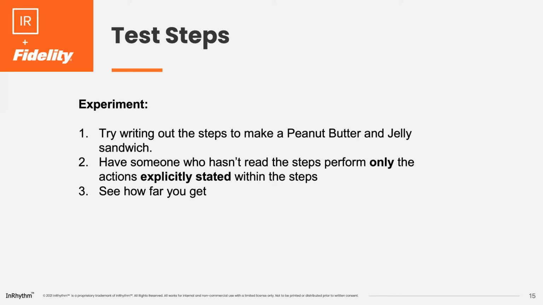Try writing out the steps to make a peanut butter and jelly sandwich, just like you would write out a test case or any kind of recipe, right? So prerequisites: what ingredients should we have? What tools are we going to need? What kind of stuff do we need set up in our kitchen? Then once you've written out all of your steps, have someone who hasn't read the steps perform only the actions explicitly stated within the steps. And then step 3 is see how far you get.